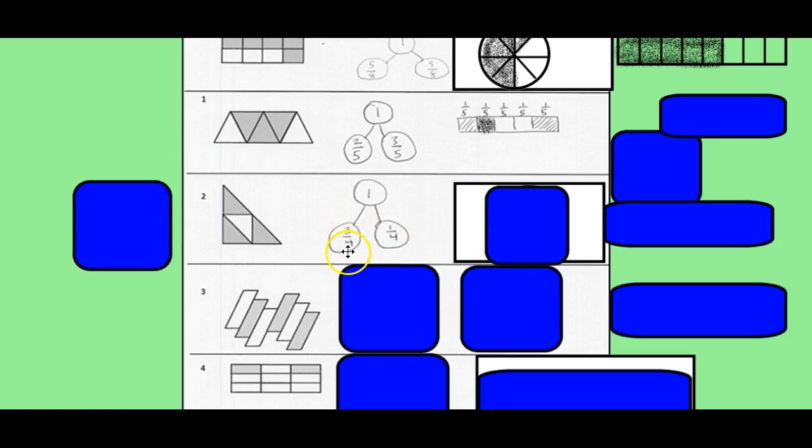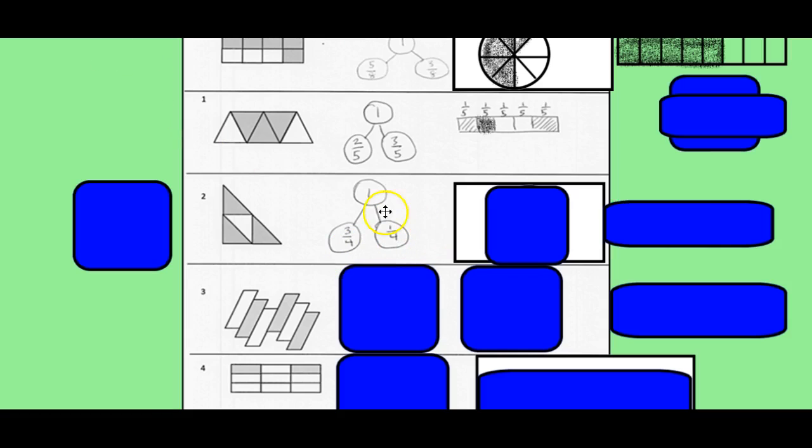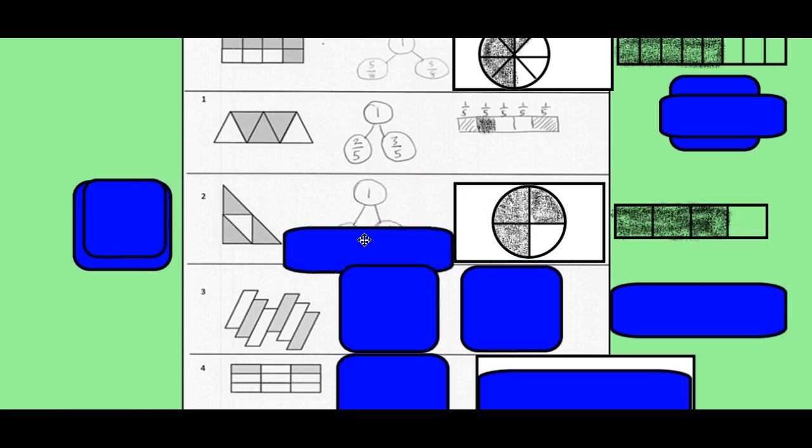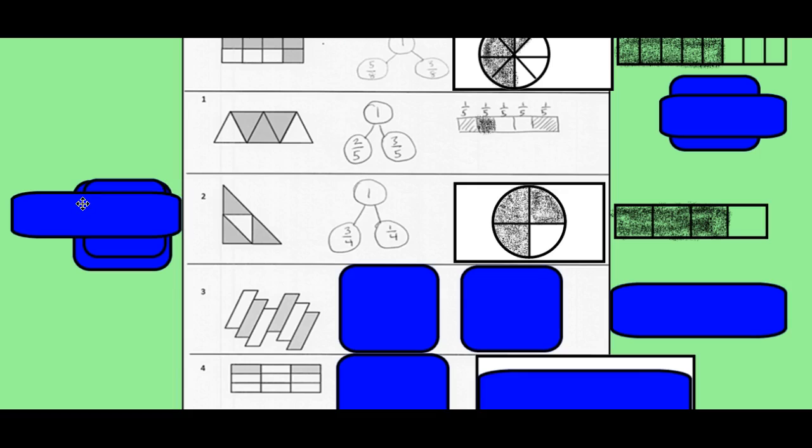Once again, if you had 1/4 right here and 3/4 right here, that's the same answer. So on this model, we're going to make sure that it has fourths. And once again, you could have drawn a circle or a rectangle. Either one would have been fine as long as there were 4 equal parts, and then you needed to have 3 parts shaded and 1 part that was not shaded.